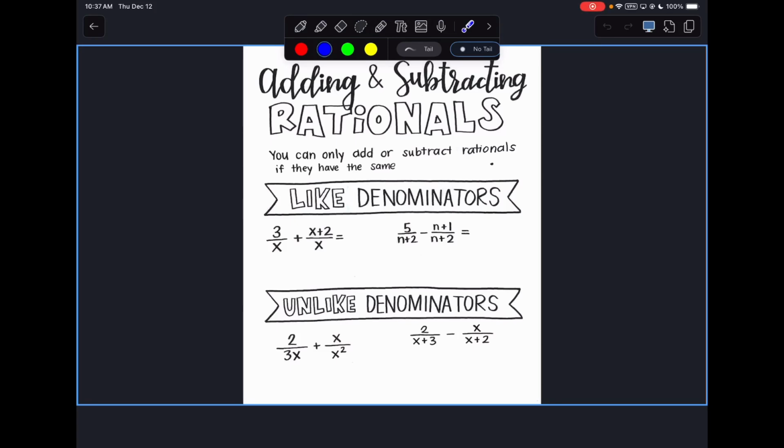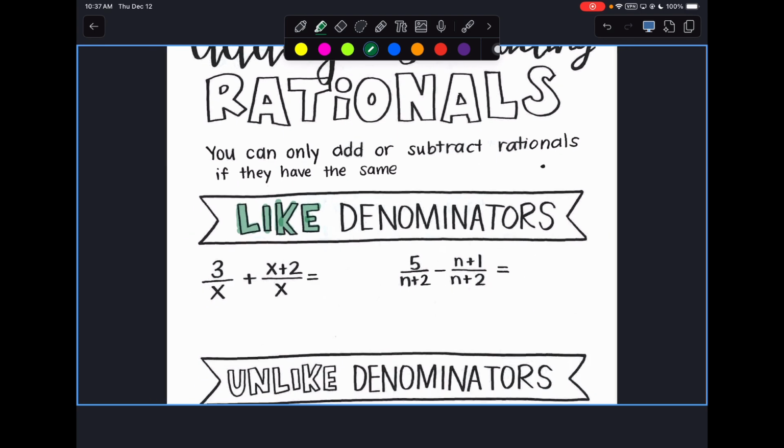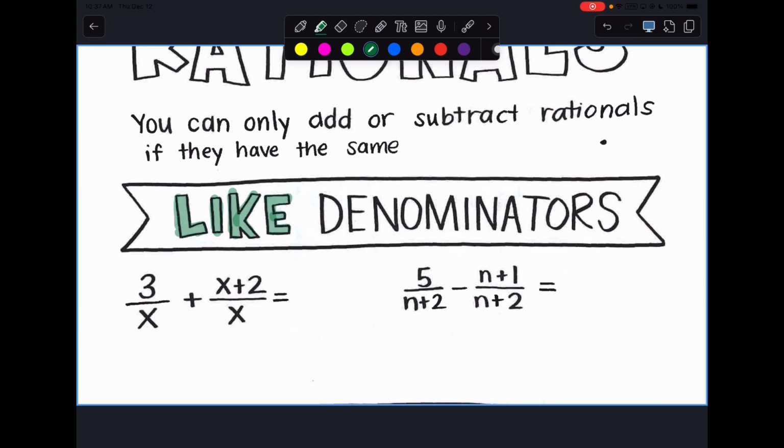All right, so adding and subtracting rationals. You can only add or subtract rationals if they have the same denominator, like bases, okay? If they don't have like bases, you can't add or subtract unless you find the common denominator. So let me go back and kind of jog your memory, okay?